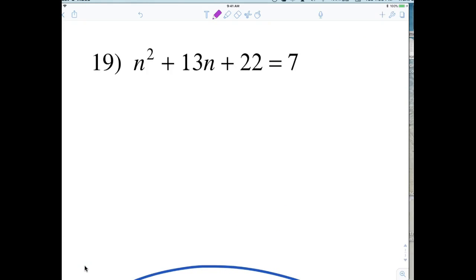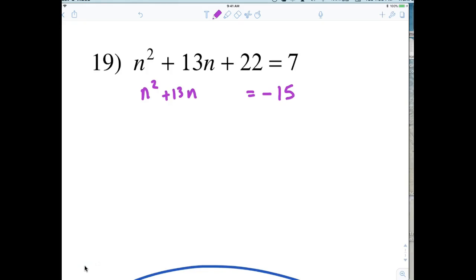Let's see how much fun we can have on this one. All right, honestly, this is about as hard as it can get because the middle term, when you take half, doesn't divide evenly. So, in this case, you can see what I mean. It's not that difficult, but we're practicing the fractions, so try to stay with me. So I have n squared plus 13n is equal to negative 15. Everybody good with that?